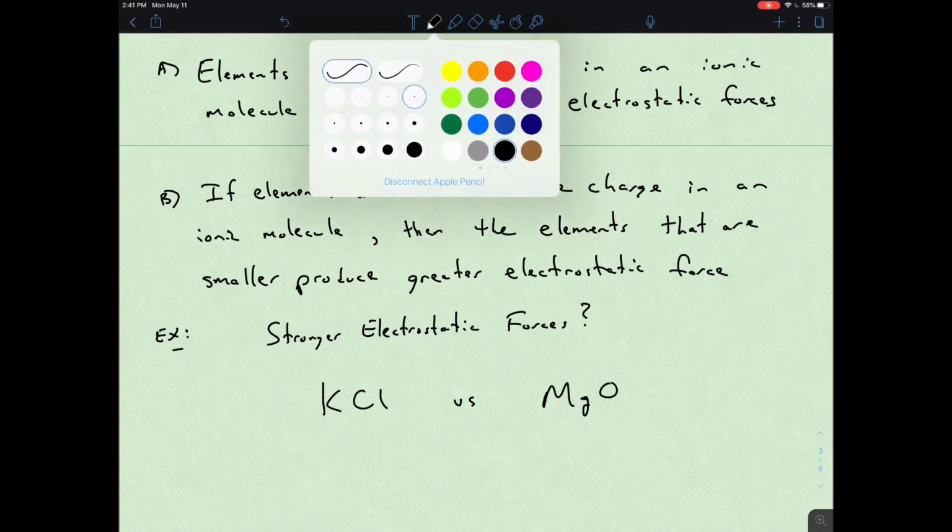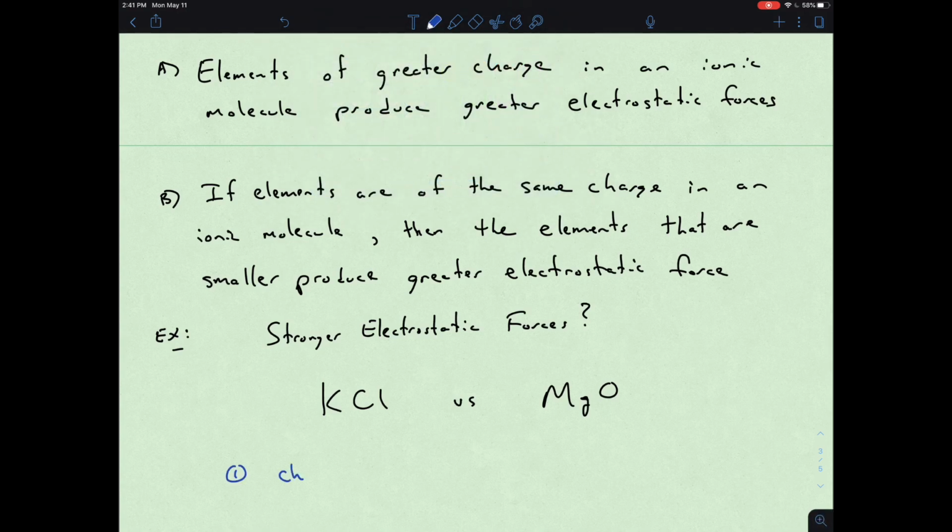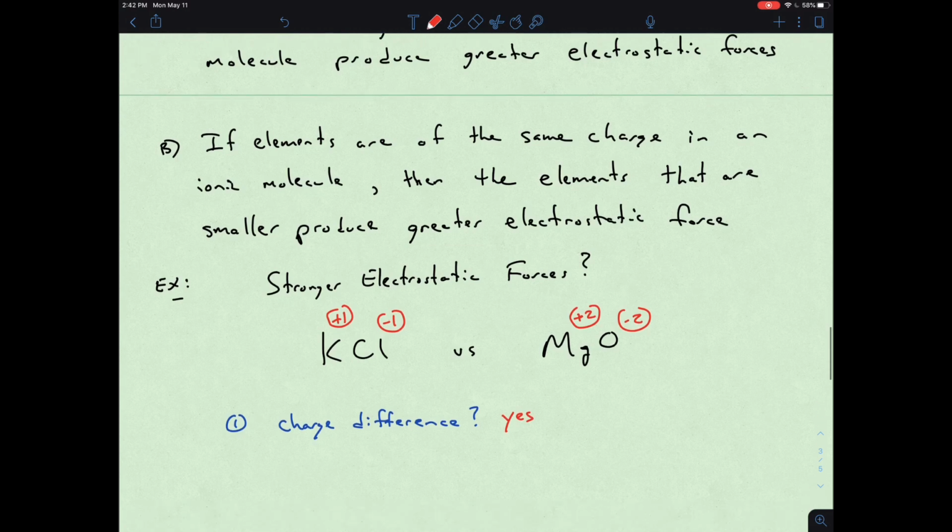And so the first thing I would want to do is look at, is there a charge difference? And here I definitely see a charge difference, with the potassium wanting to be +1, the chloride being -1, the magnesium being +2, the oxygen being -2. And so because of that, higher charge is equal to stronger force. And so that would be the magnesium oxide.